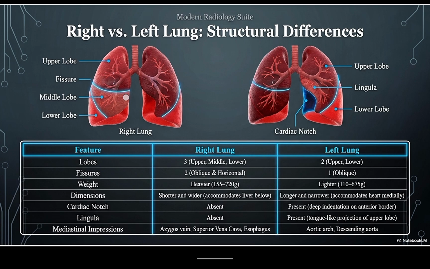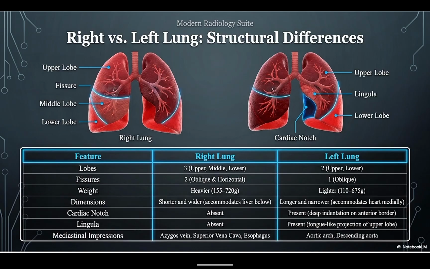Now take a look at the cardiac notch. We said it is absent for the right lung. So the cardiac notch is not present in the right lung, but it is present in the left lung. Look at the cardiac notch. It is an indentation in the anterior border. Indentation there is an impression. The heart makes an impression on the left side. That impression on the anterior border of the left lung is called the cardiac notch.